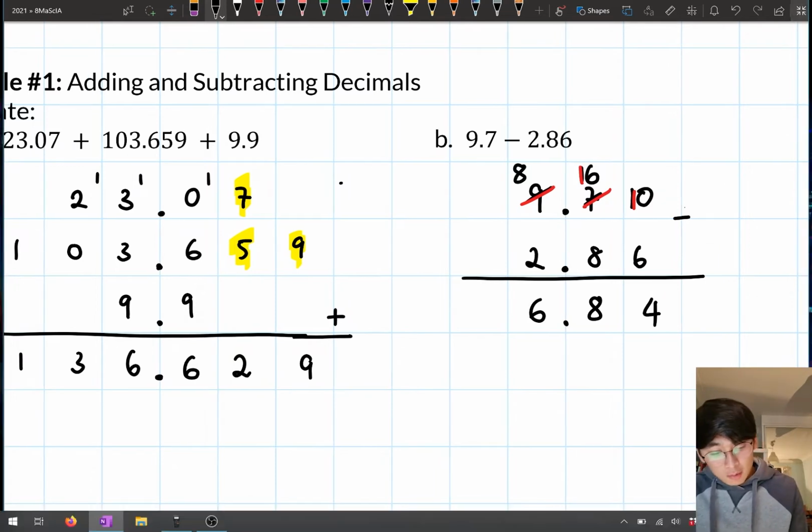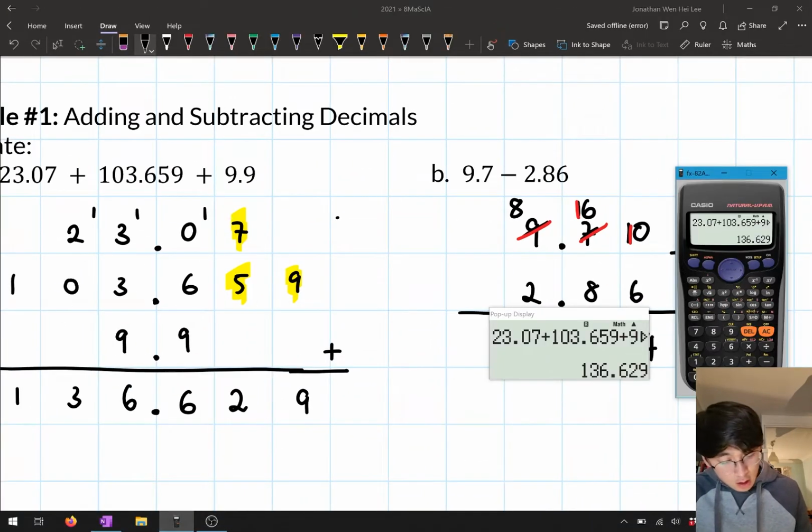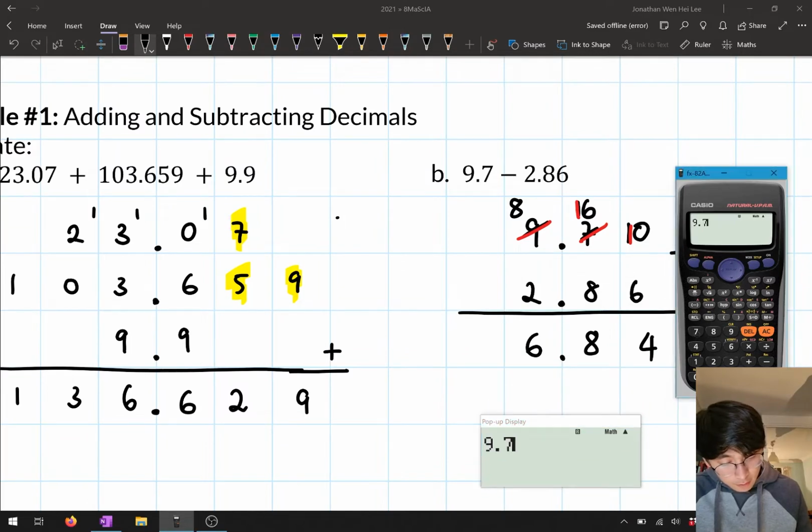So here, let me just check that with my calculator. I've got 9.7 minus 2.86, which gives me 6.84, which is exactly what I have here.